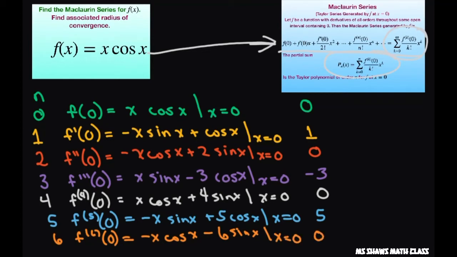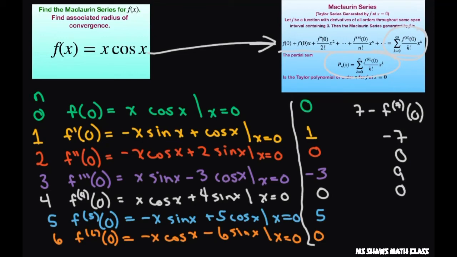So to save some space here, let's see, if I do the seventh derivative, it's going to be negative 7. So what we're going to get, when you look at these numbers here, is negative 7, 0, and then we're going to have 9, 0, and then the next one would be negative 11. So do you see where we're going by odd numbers here?